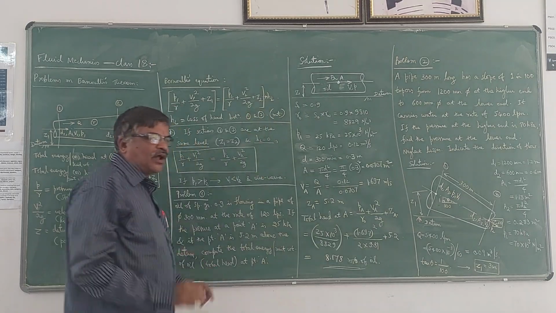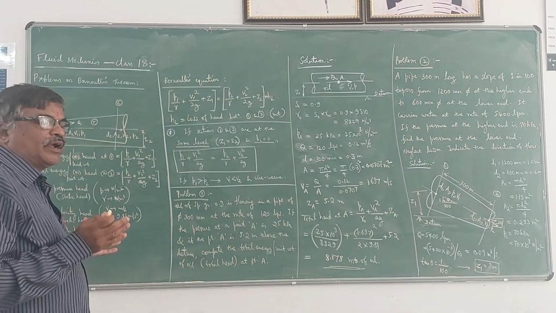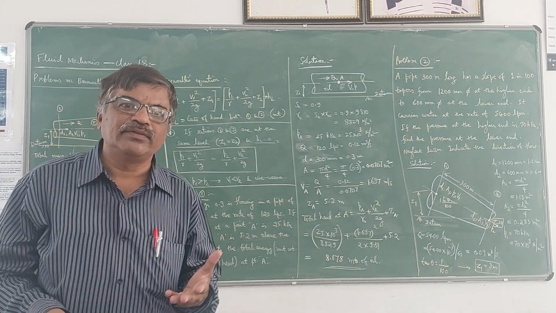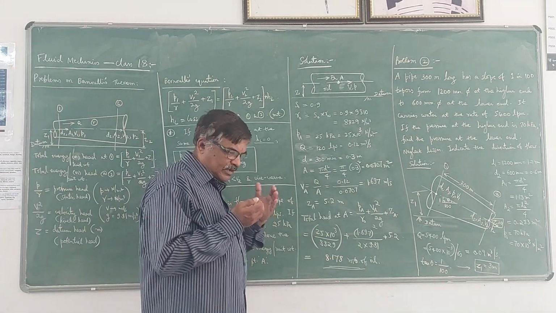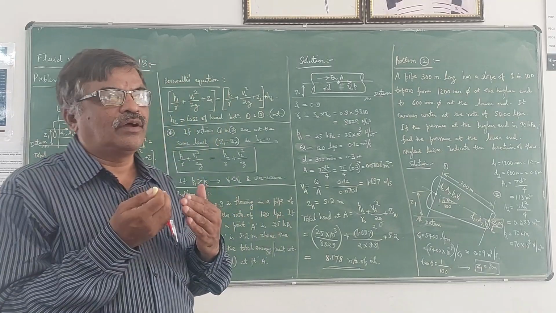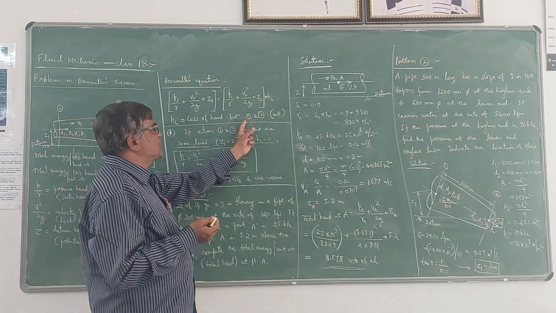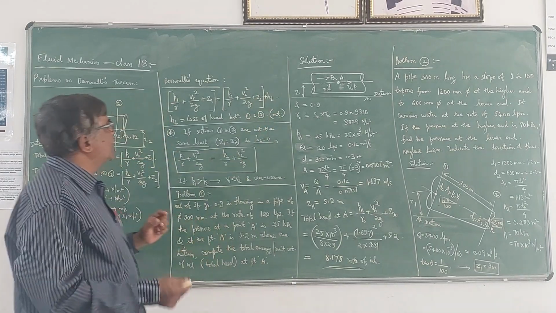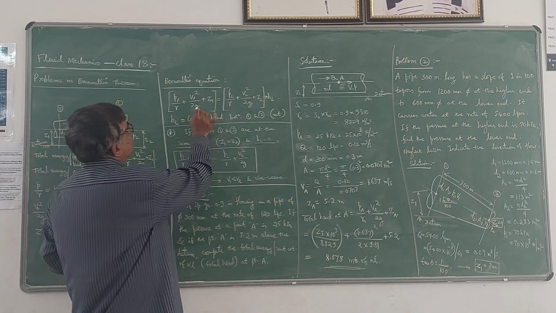Suppose you consider the loss during the flow. Loss may be due to anything. In pipe flows, the major loss will be due to the friction that is exerted at the pipe walls, which acts in the opposite direction of the direction of flow. If you consider that loss of head between sections 1 and 2, I will take it as HL. If you neglect those losses, then this will be equal to this, if HL becomes 0.